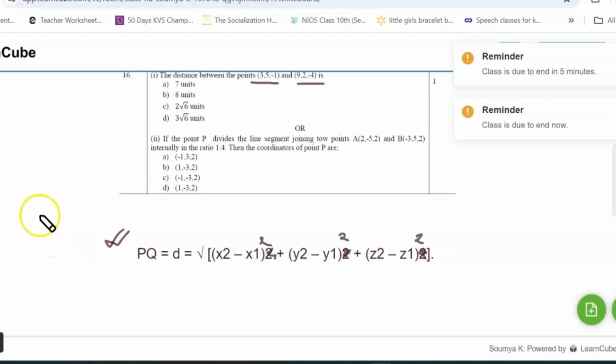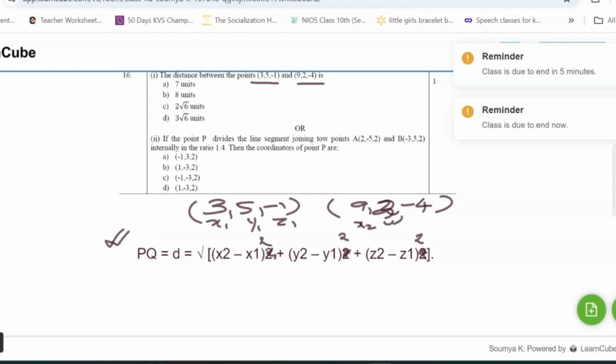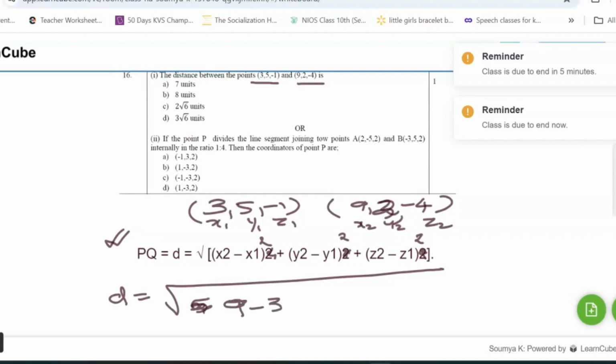In the given solution, it is 3, 5, minus 1, and the other one is 9, 2, minus 4. So this is x1, y1, z1, and x2, y2, z2. Okay, so apply that formula. So the distance will be square root of (9 minus 3) the whole square, next will be (2 minus 5) the whole square, plus (minus 4 minus 1) the whole square.